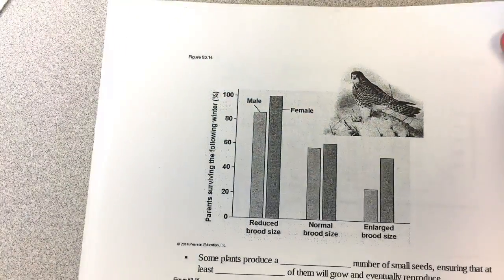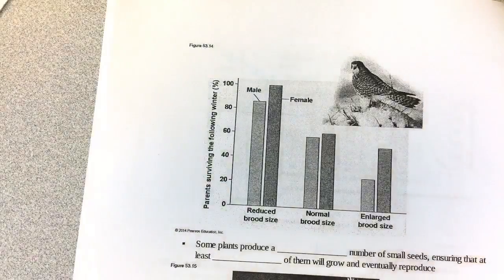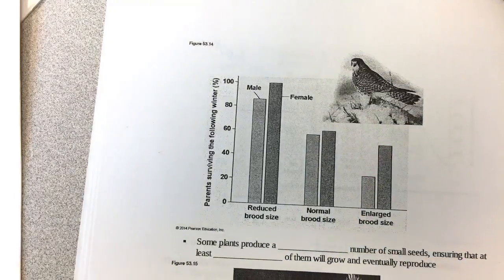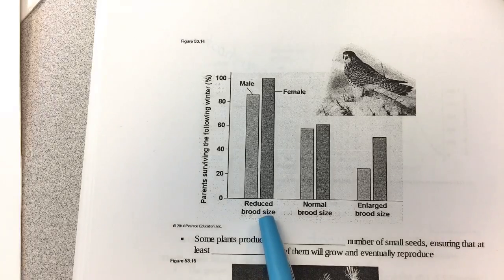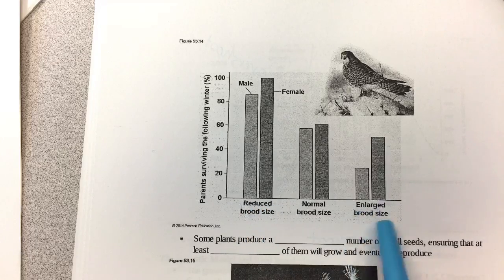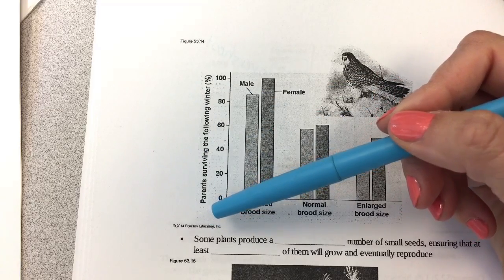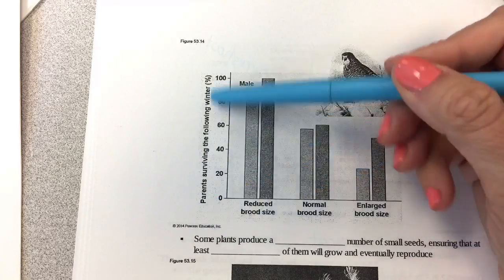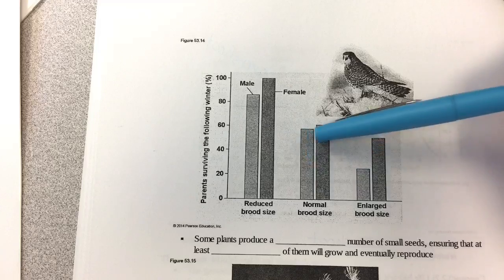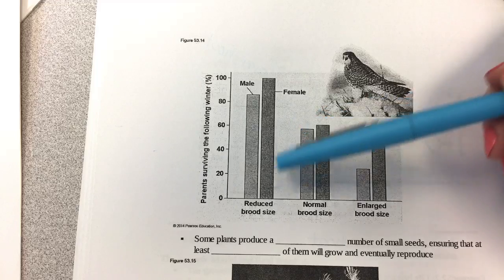If we look at the next page, you have a graph. Now let's look to see what the graph is showing us. On the x-axis is the brood size. This is the number of eggs that the parents had. So normal, small, that is a reduced or enlarged brood size. And this is the percentage of the parents that survived to the following winter. You can see that with normal brood size, you have a survival rate of a little bit below 60.